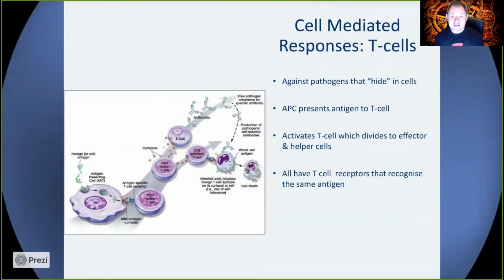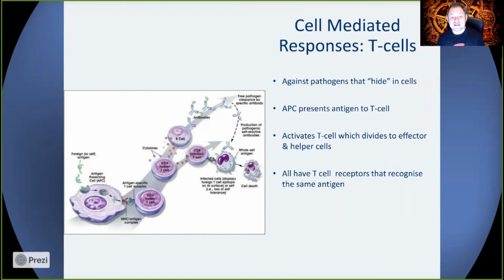Cell-mediated response for T cells, how's that working? So this is against pathogens that hide in the cells. The antigen-presenting cells, such as a dendritic cell or a macrophage, will present to a helper T cell, activating the helper T cell, which then, as I've said previously, will activate B cells and cause them to make plasma cells to release antibodies, but will also activate cytotoxic T cells.